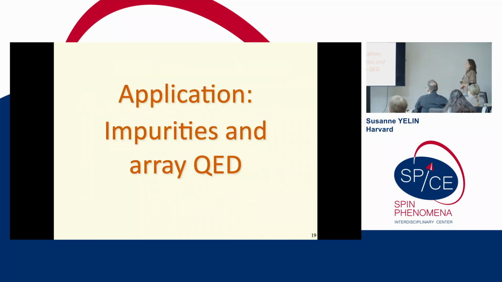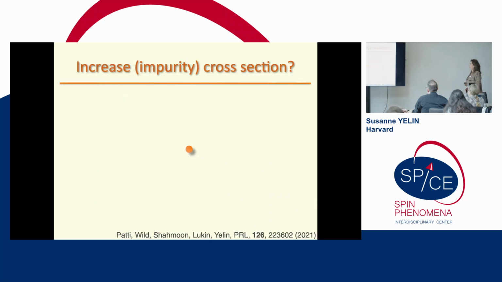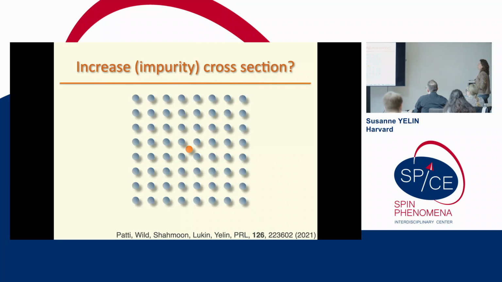Okay, so next step. Let's think about this cross-section again, which is lambda squared, and think about if we set this atom as an impurity in such an array, whether we can actually make the cross-section effectively as big as the array. That's the next goal, okay?